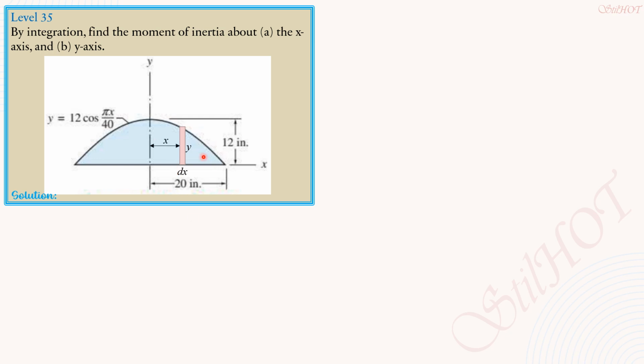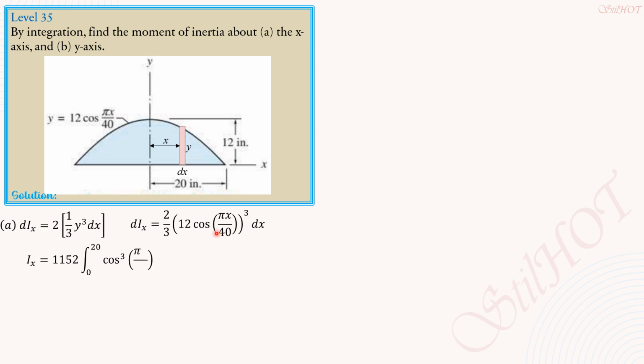So with respect to the x-axis, our differential Ix is by experience 1/3 y cubed dx. Then we multiply it by 2 because we have two symmetrical regions about the y-axis, or above the x-axis. So we have 2 times 1/3 y cubed dx, where y is equal to this. So differential Ix is 2/3 of quantity 12 cosine of quantity pi x over 40 dx. So Ix is 1152 integral from 0 to 20 of cosine cube of quantity pi x over 40 dx.